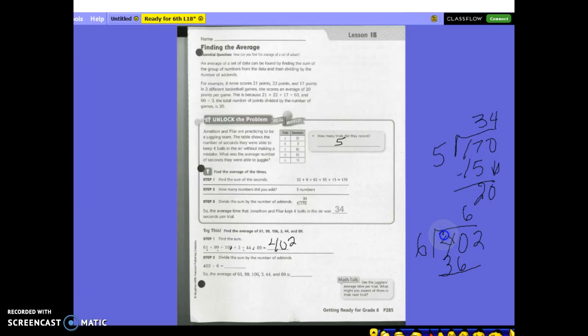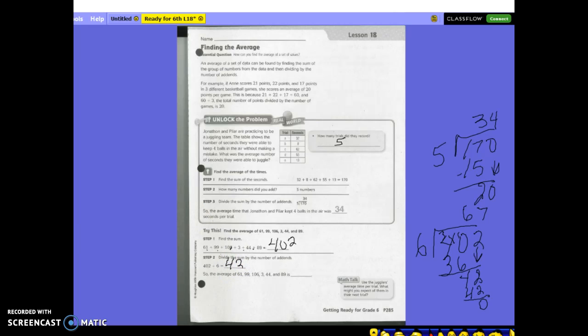36. I have to regroup. And 40 minus 36 is? 4. I'm going to bring down my 2. And how many 6s in 42? 7. Okay, then you could check it on your calculator.